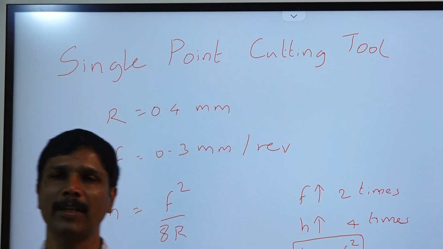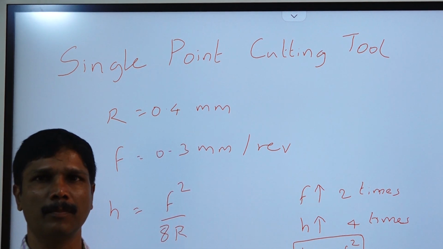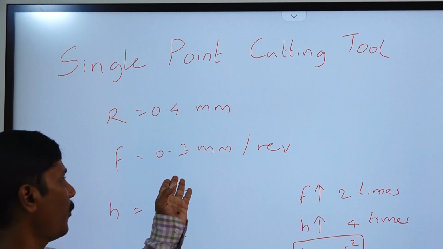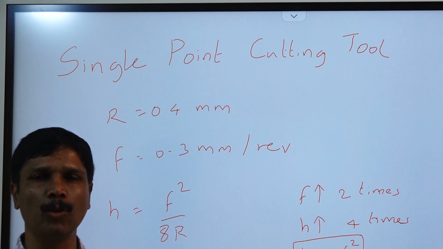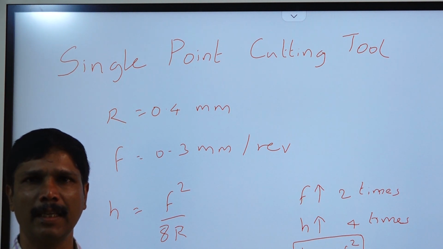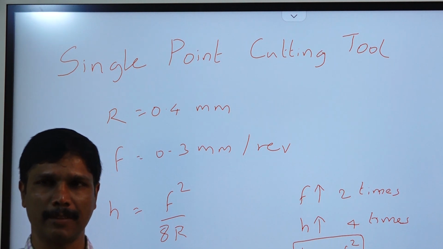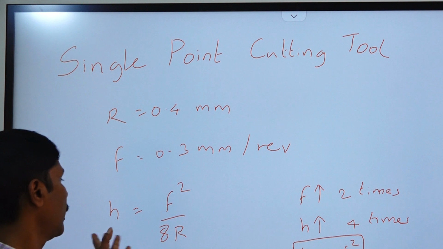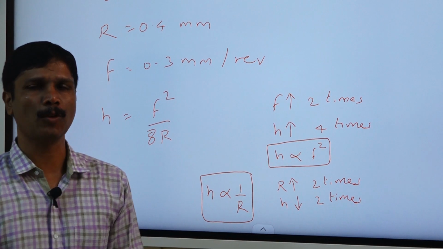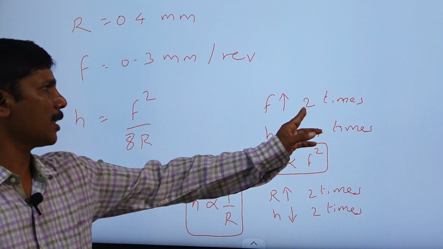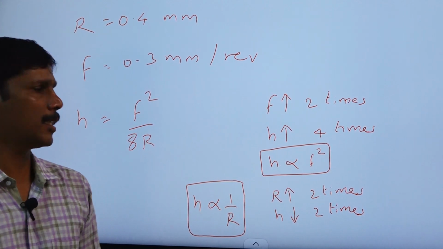Yes, we have a single point cutting tool here. The nose radius is 0.4 mm and the feed is 0.3 mm per revolution. We should know the peak to valley height, h equal to f square by 8r. Here the question is, when the feed is increased by 2 times, what happens to h? Here we should know that h is proportional to f square. So when you increase feed 2 times, 2 square is 4 times. Height is increased by 4 times. This is the question asked.